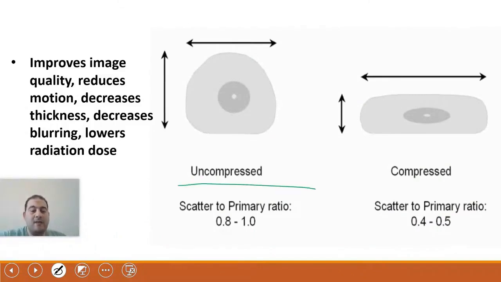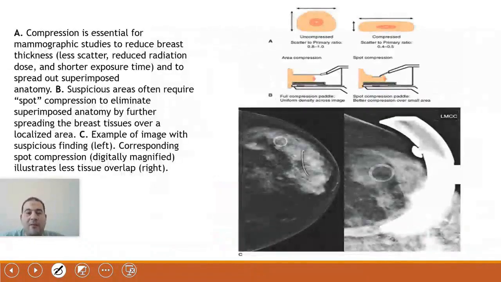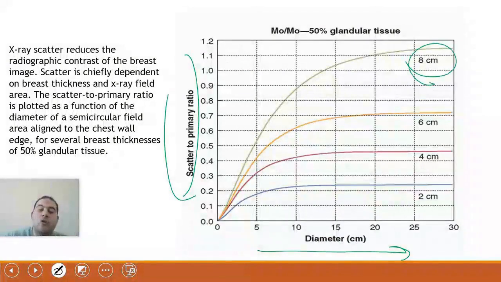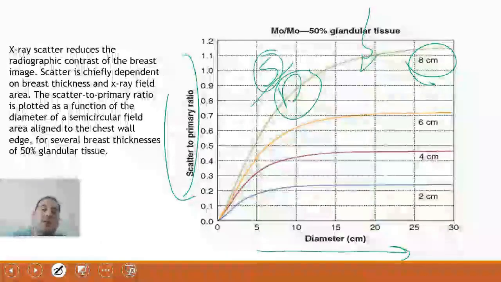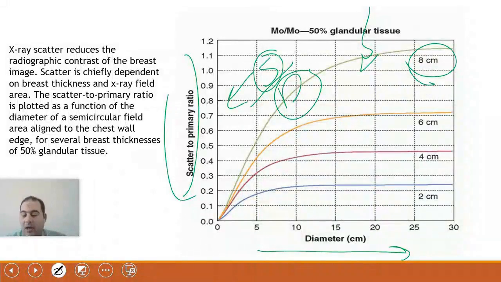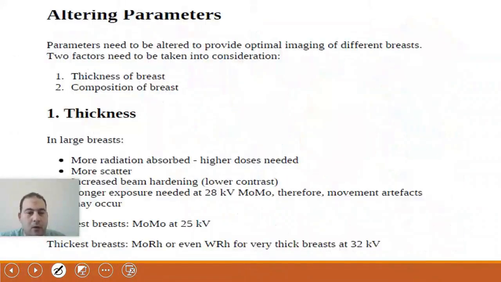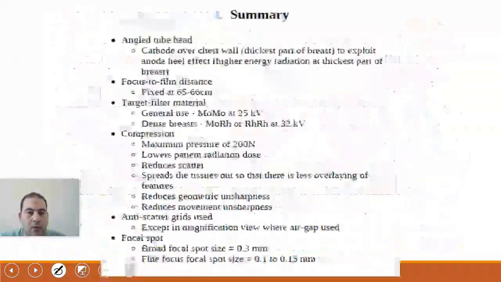For example, in an uncompressed breast, the scatter primary ratio is about 0.8 to 1, while in a compressed breast, the scatter primary ratio decreases to about 0.4 to 0.5. This illustrates the relationship between thickness and scatter primary ratio, showing that as thickness increases, the scatter increases as well, with the scatter from the primary radiation entering the breast and the scatter considered to be coming out of the breast or from the imaging origin.